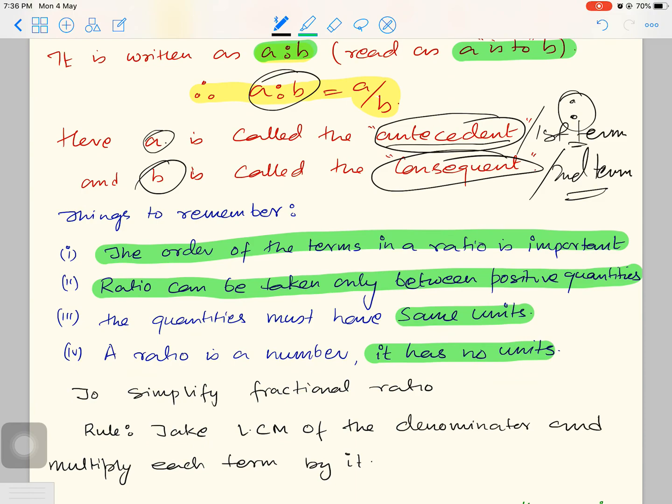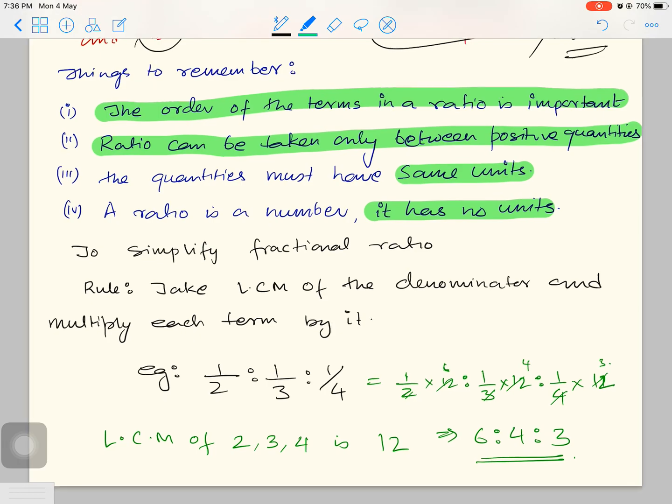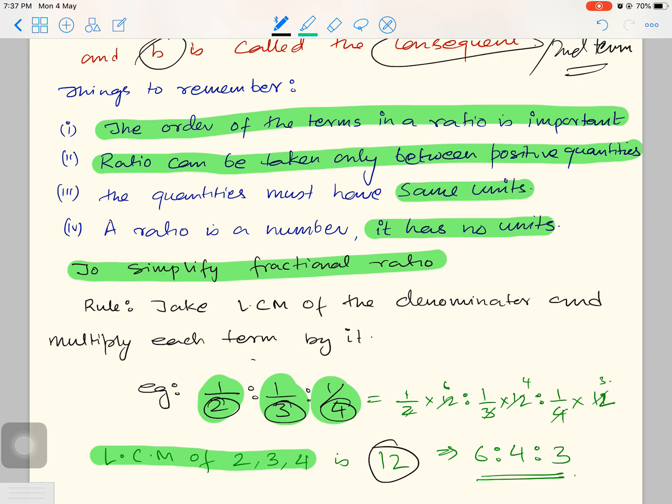Okay, then let's come to the next one. The next one says, how do you simplify fractional ratios? As you all can see here, half, 1/3, 1/4. In the earlier theory you have copied, you just have to take the LCM of the denominators. Here, these three. What is the LCM of these three? 12. And when you have the LCM, you simply multiply each of these by 12. See, I have multiplied each of these by 12 here. 12, 12, 12, cancel, and it simplifies to become 6:4:3.